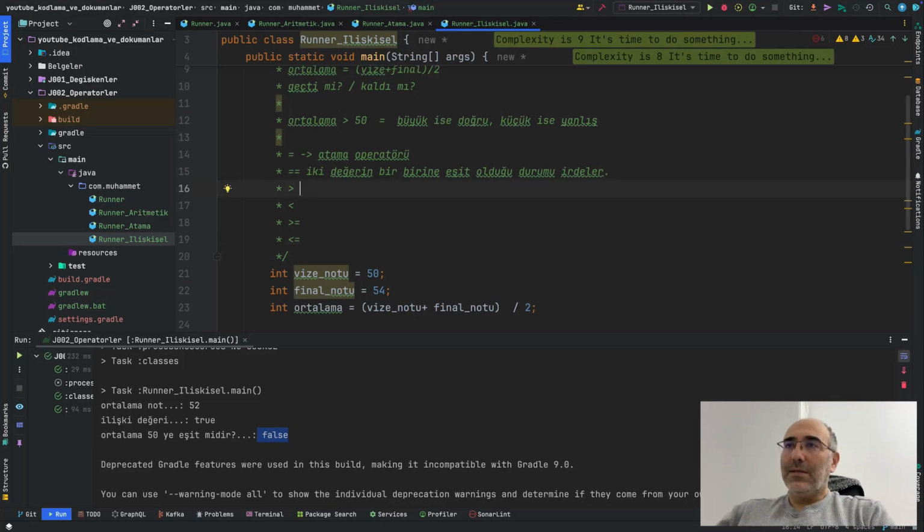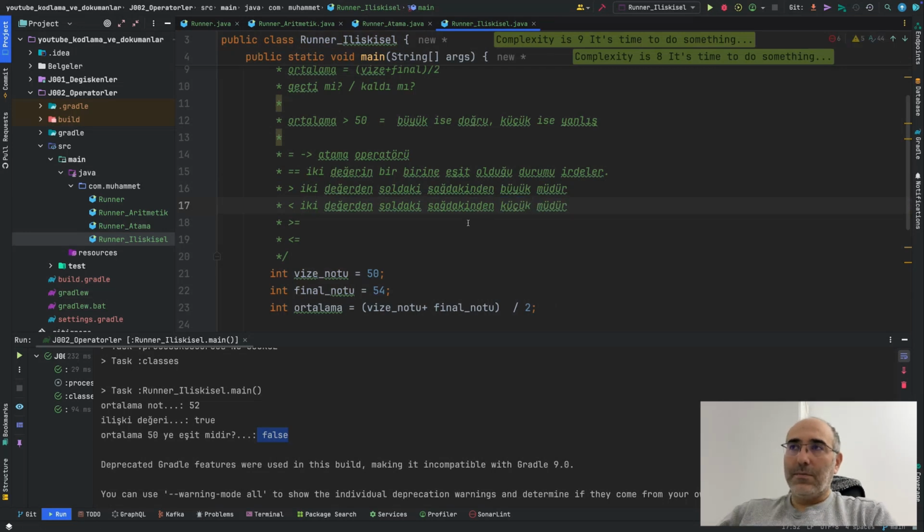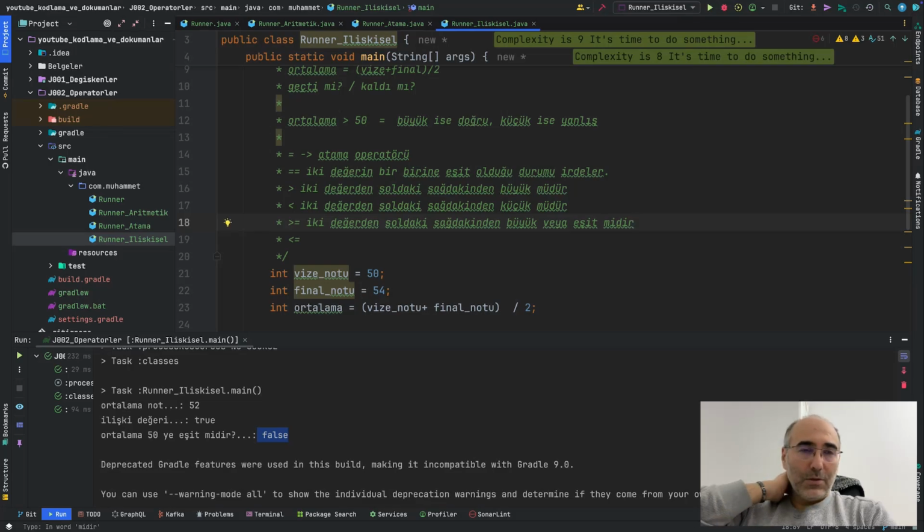So, you're saying this. Is the numerical value presented on the left side greater than the one displayed on the right side? In the same way, is the one on the left less than the one on the right? Is the one on the left greater than or equal to the one on the right? It might not be greater, but it could be equal. Isn't that right? For example, if I had written it like this.